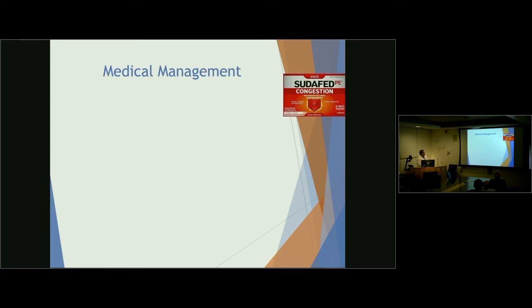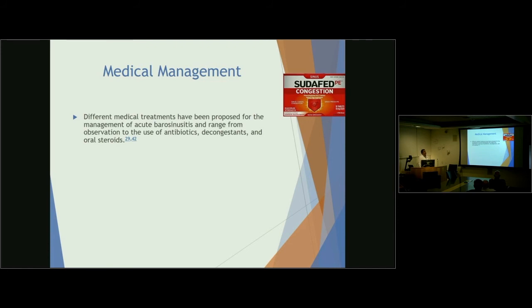Talking about management now. So again, as Dr. Sajjadi and Dr. Shiragoo mentioned, they never fly or dive when they have a cold. But what if you really need to fly, or you're really eager to go diving? So this is what's going on. Different medical treatments have been proposed for management of acute barosinusitis. They range from observation to the use of antibiotics. So this is when the incident has happened, like you've experienced the issue. You're not up to the prevention; you're talking about the medical management.